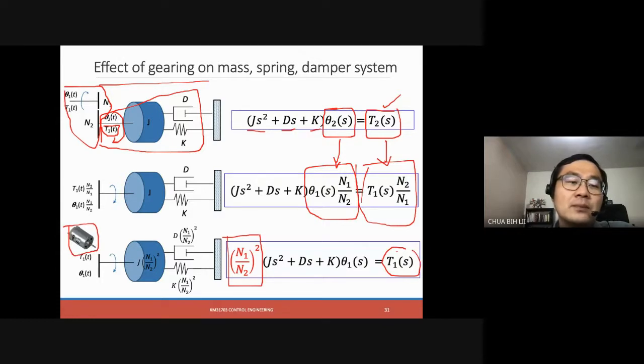Because you may put a motor over here with a gear. So how do we get this T1? It is based on the spec of the motor. Once you get the spec of the motor, then immediately you can see how this whole system actually works. You can see that all these things will have an effect of N1 over N2 to the power of 2, due to the gearing itself.